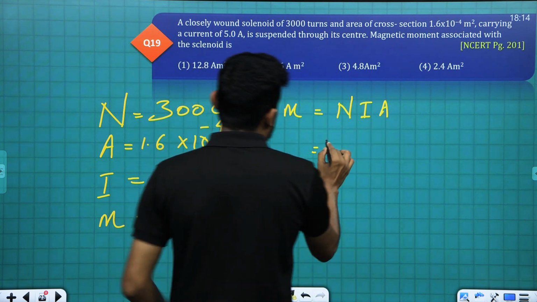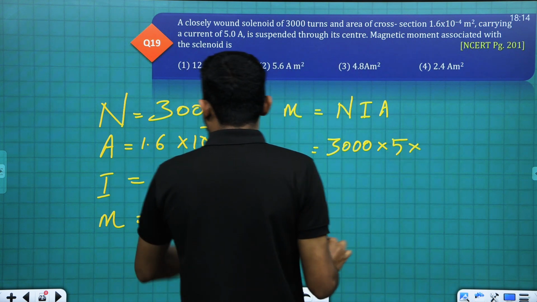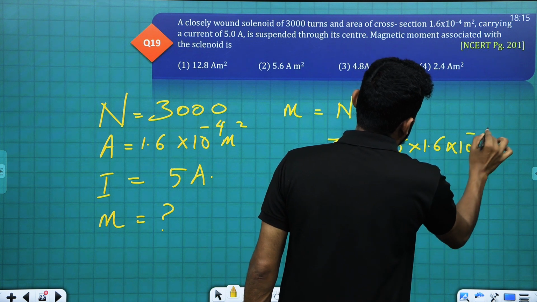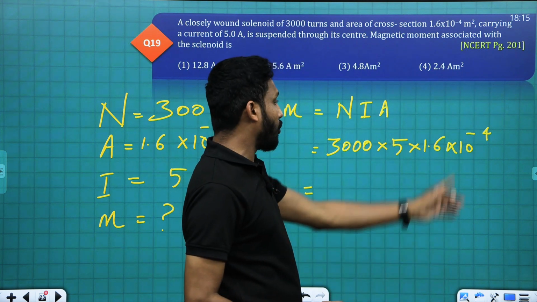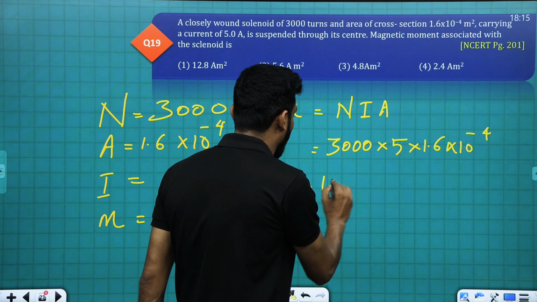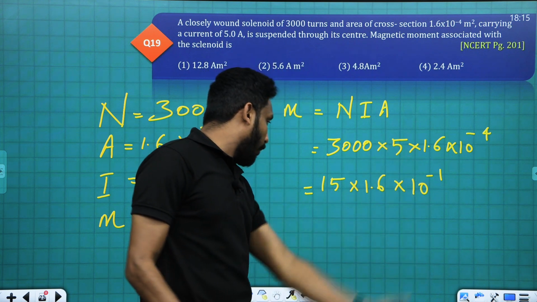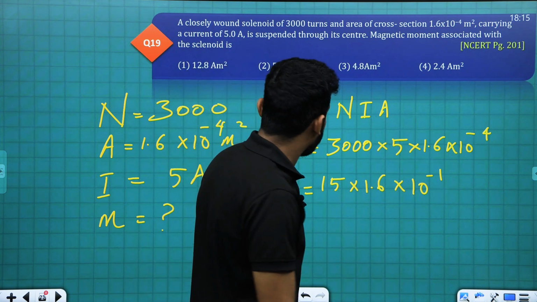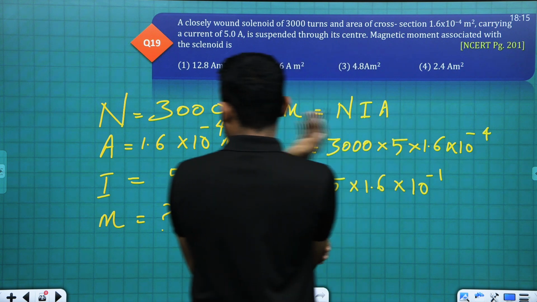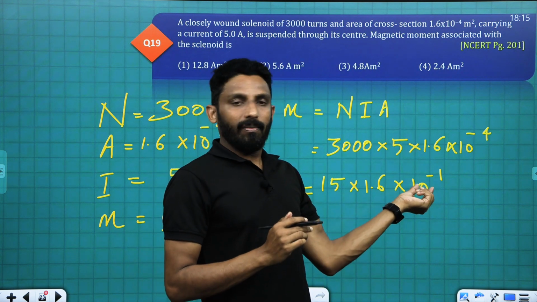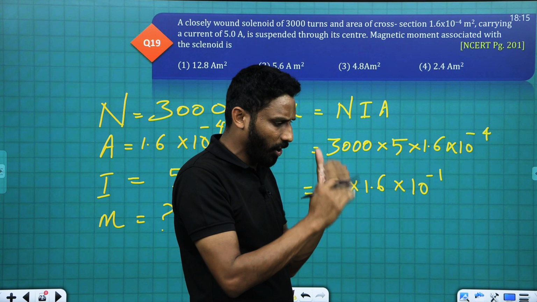So direct question, n is 3000, current value is 5, then area is 1.6 into 10 power minus 4. 3 zeros into 10 power minus 4, then that will be 10 power minus 1. 3 into 5, that is 15, into 1.6, then into 10 power minus 1. 15 into 1.6, approximately 225 in that range.